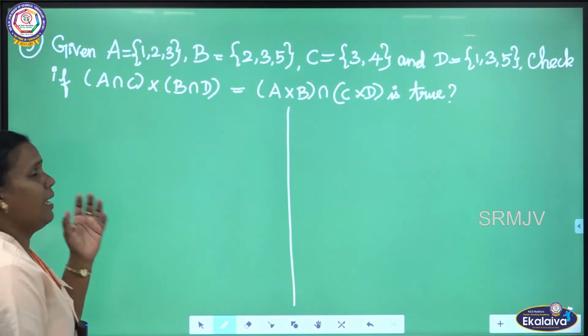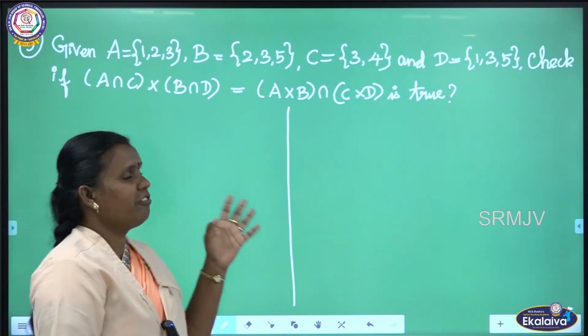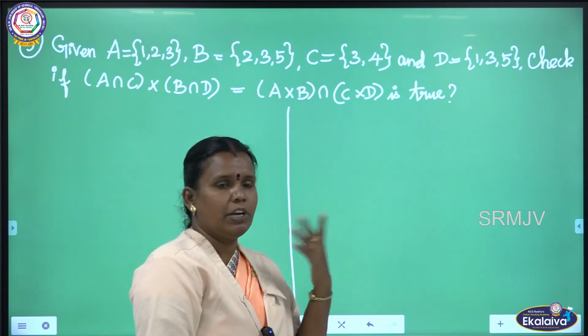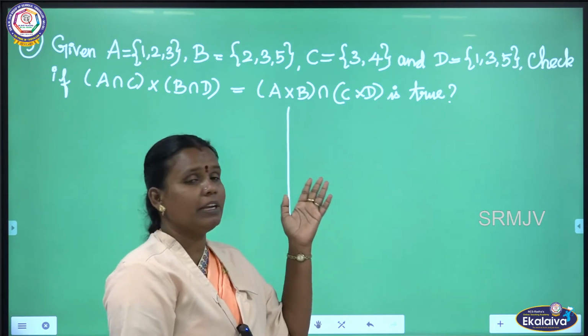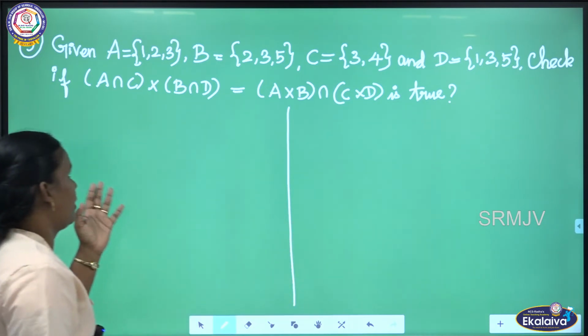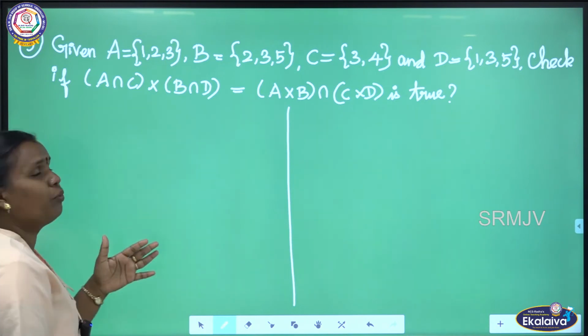Given set A = {1, 2, 3}, B = {2, 3, 5} and C = {3, 4}. Generally we have seen only three sets. Here they have given the fourth set D = {1, 3, 5}. We need to check, as we already checked for the fourth sum, the same procedure that we have to prove for the fifth sum.